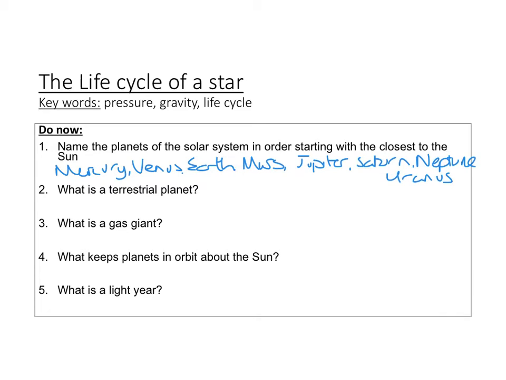What is a terrestrial planet? A terrestrial planet is a planet that's made up from rocks, so solid materials. So we're going to say a rocky planet. Okay, and then what is a gas giant? It's a planet made from gases.